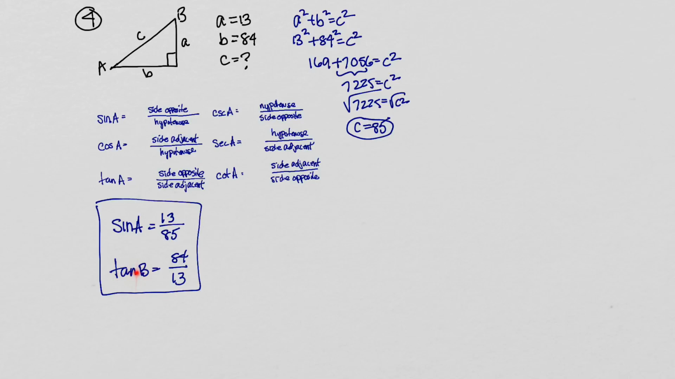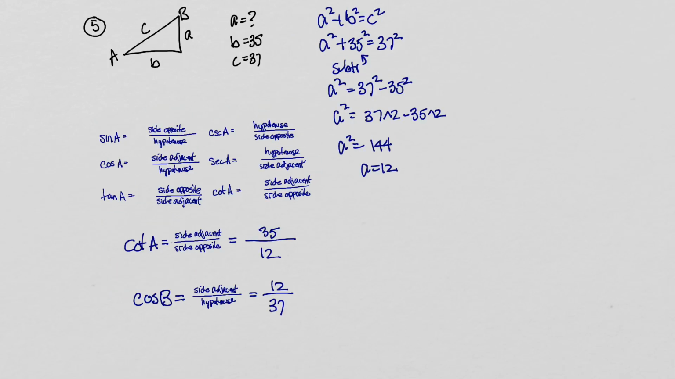So let's now go for the tangent. This is the tangent of B. So let's locate B. Let's put ourselves up here at B. So here's B. And the tangent is defined as the side opposite the angle over the side adjacent to the angle. So we're up here at B. Now the side opposite is 84. And the side adjacent is 13. So the opposite over the adjacent is going to be 84 over 13. So the tangent of B down here is 84 over 13.